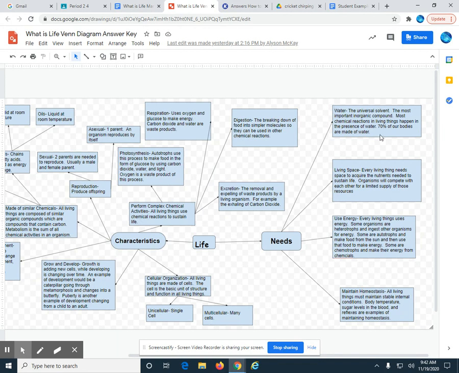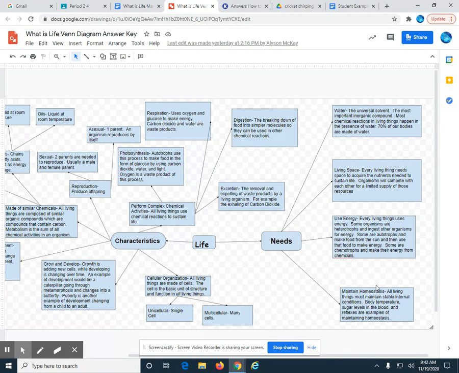You can read about water. It's very, very important for all life's processes. Living space, you need to have space to get all your other needs like water, food, and things like that. And you have to use energy, as we've said. And you either are a heterotroph. Hetero means other, troph means food, so you eat other things for food, or you're an autotroph and you make your own food using sunlight.